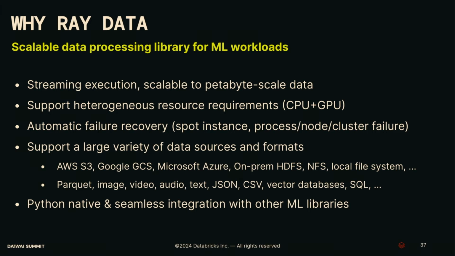Also, if you have different hardware accelerators or GPUs, they can all be used in the same cluster without problems. Thirdly, it supports automatic failure recovery, which is very important when people run a workload on unreliable clusters, such as spot instances to save cost, or when there is a node or cluster failure. It also supports a large variety of data sources and formats, such as AWS S3, Google GCS, Microsoft, or any local development file system. It supports Parquet, unstructured data, images, video, audio, JSON, or vector database formats. It is Python native and integrates seamlessly with other ML libraries, so you can use it together with Hugging Face datasets to download the data and then do model training or inference.